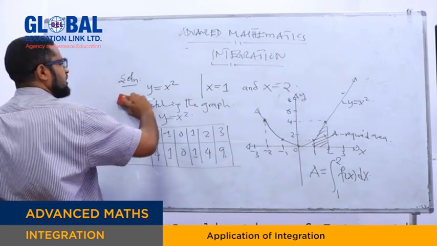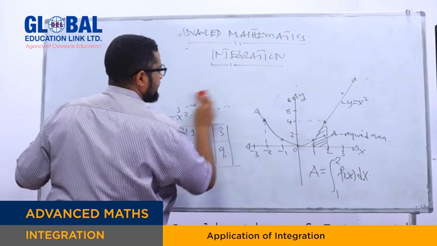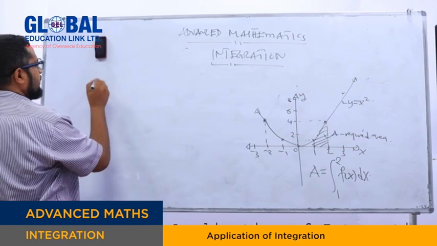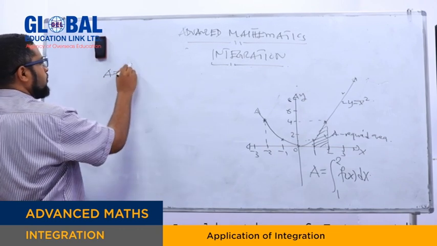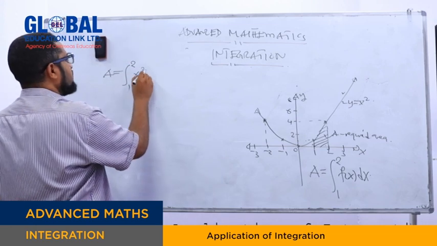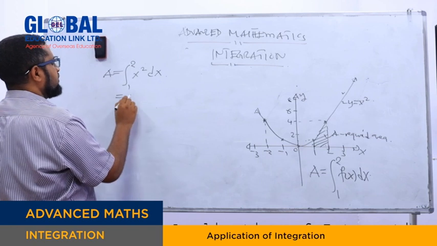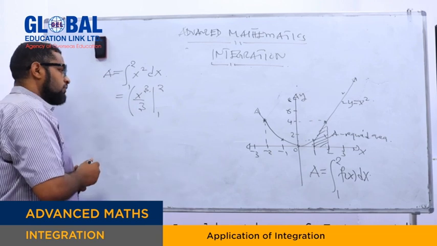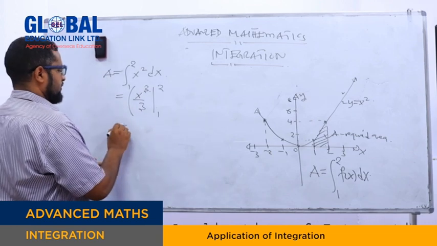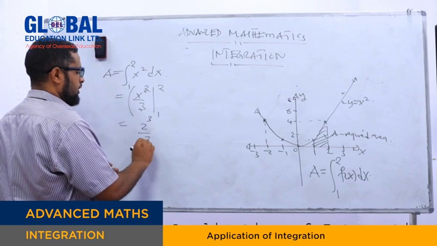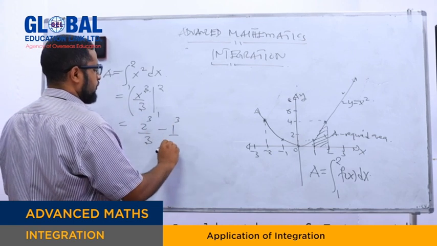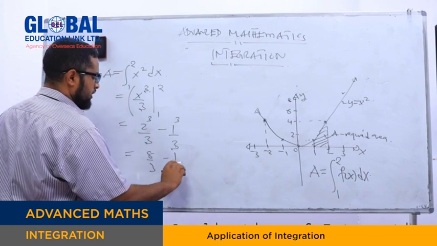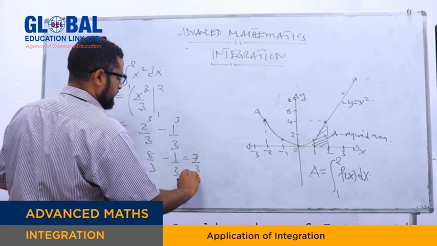Now let's substitute the function and then integrate. Area will be equal to, from 1 to 2, our function was x squared dx. So integrating, you'll be having x to the power of 3 over 3 from 1 to 2. Then simplifying, this one will be equal to 2 power 3 over 3 minus 1 power 3 over 3, which is 8 over 3 minus 1 over 3, which is equal to 7 over 3.